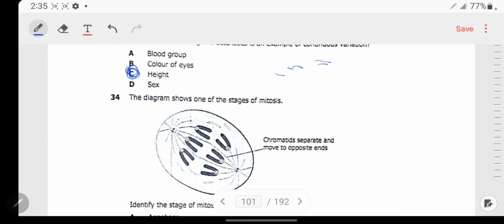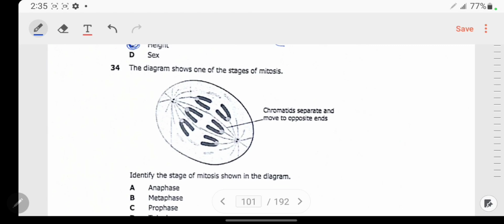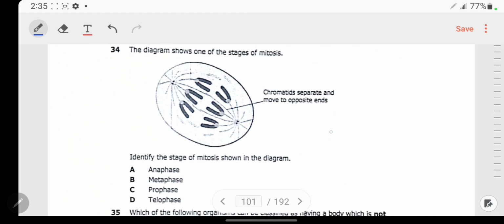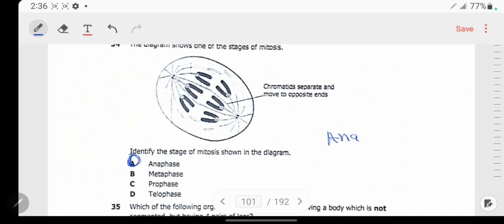So we have the diagram for 34. The diagram shows one of the stages of mitosis. The chromatids separate and move to opposite ends. Since they are being pulled apart, this is what we call anaphase. You can just use the word ana, or A, the first letter, for away. So anaphase is away. The answer here is A.